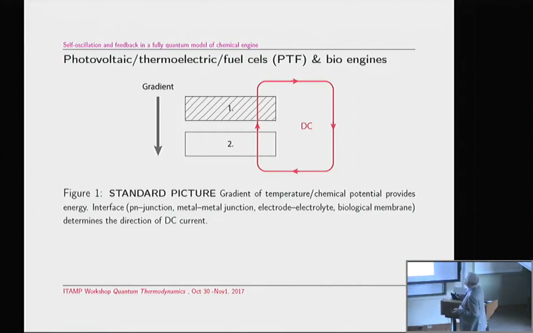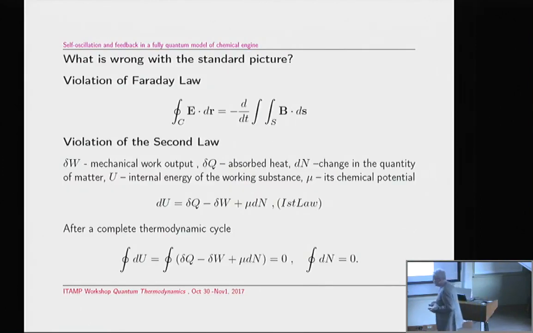But of course, if you think about the current flowing in a closed circuit, it cannot work like this. We have at least two basic physical laws which are violated by this scheme. The first one is the Faraday law. To have some electromotive force, you need this integral over a closed path to be non-zero. On the other hand, from the Faraday law, it means that you have a constant time derivative of magnetic flux. So it means that the magnetic field grows into infinity. So it doesn't make any sense.